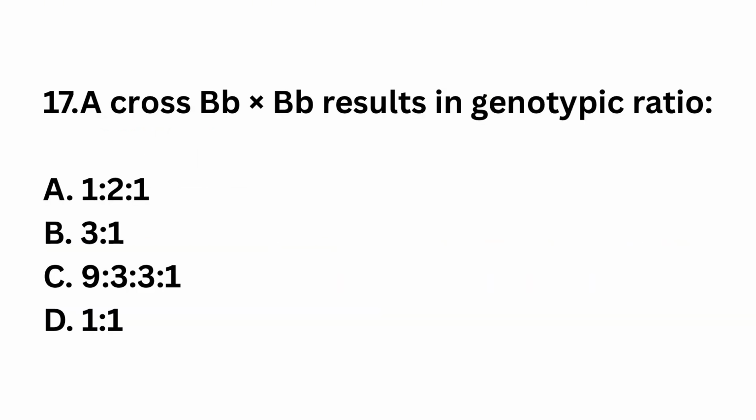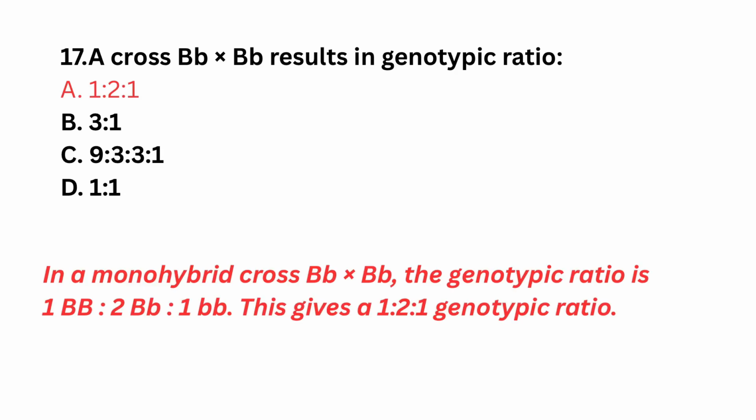Question number 17. Monohybrid cross between two heterozygous individuals, that is, Bb crossed with Bb, results in genotypic ratio: 1:2:1, 3:1, 9:3:3:1, 1:1. The right answer is option A, 1:2:1. In a monohybrid cross, Bb crossed with Bb, the genotypic ratio is 1 homozygous dominant to 2 heterozygous to 1 homozygous recessive. This gives a 1:2:1 genotypic ratio.